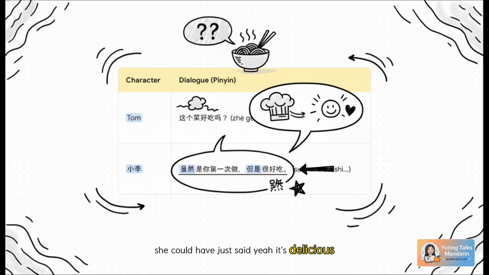She could have just said, yeah, it's delicious, but instead, she uses our pattern to give him an even better compliment. By starting with, although it's your first time, she's acknowledging that it might not be perfect, which makes the but it's delicious part feel so much more sincere and encouraging. It's a fantastic little trick.